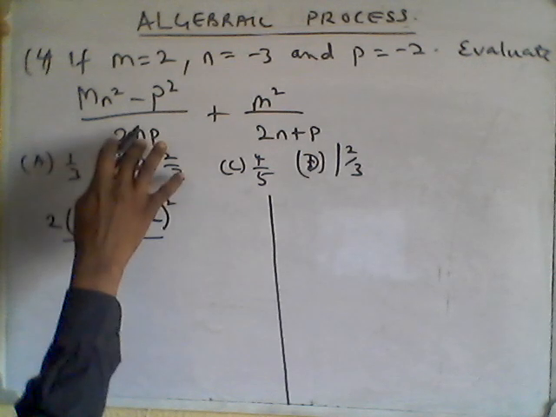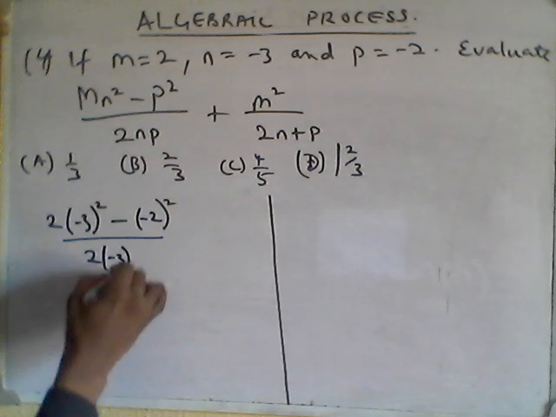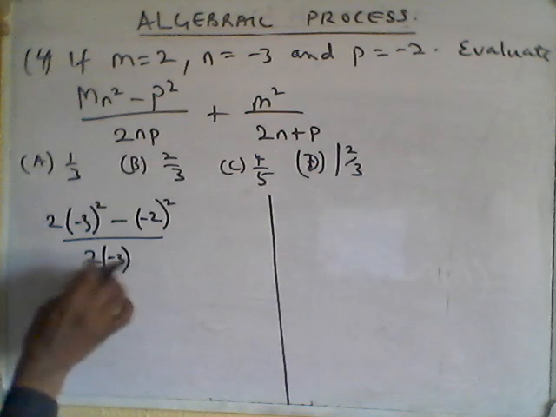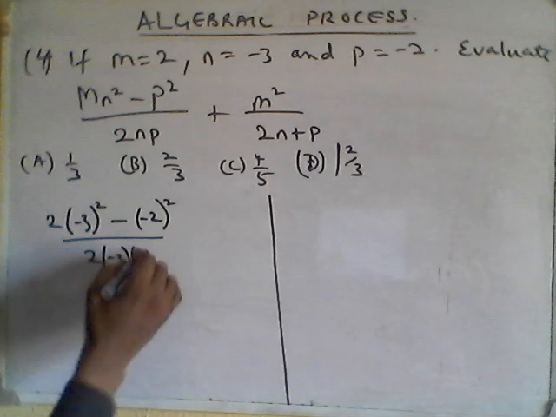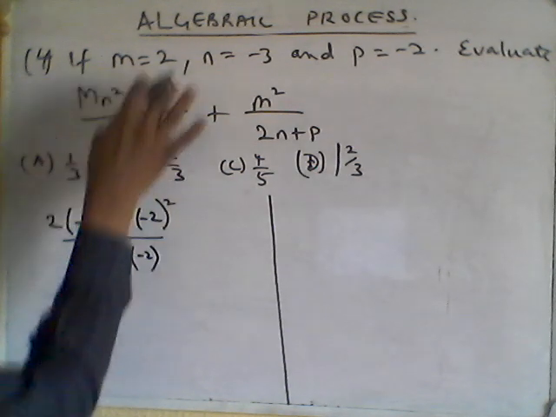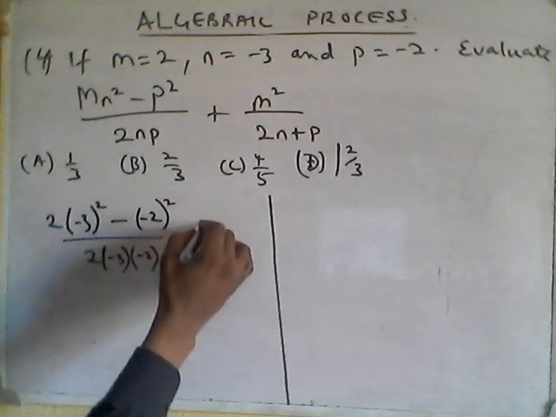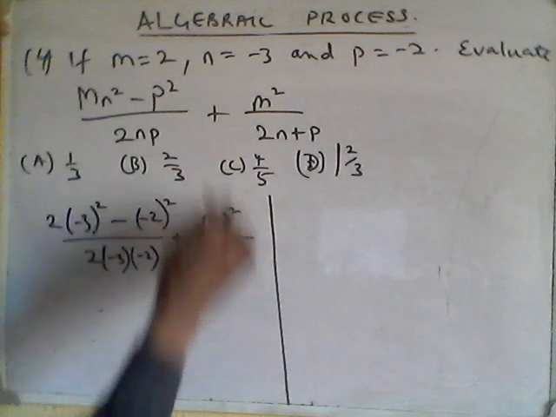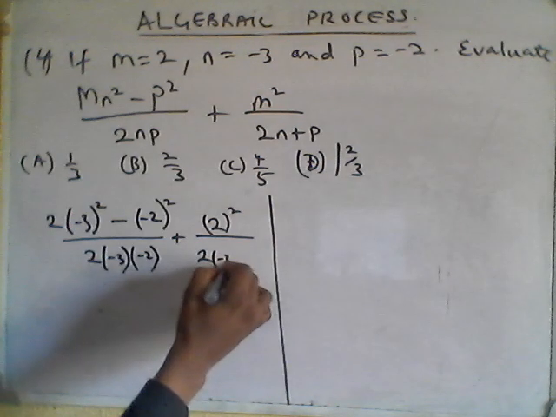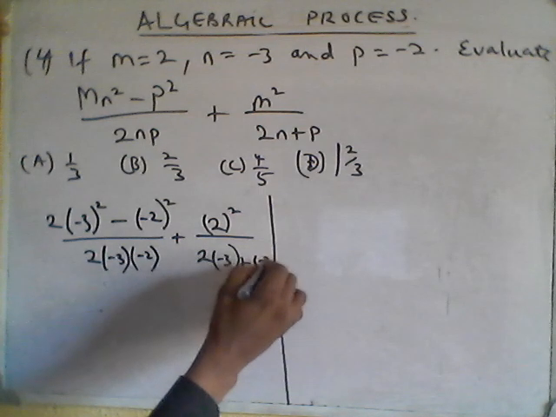Just follow it one by one and substitute. N is minus 3. You see? The bracket means that you are multiplying. Okay, so then they say P again. P is minus 2. So I'm done with this particular term. I put a plus here. Then M is 2 all square. Then over 2n. N is what? Minus 3. And P is what? Minus 2.